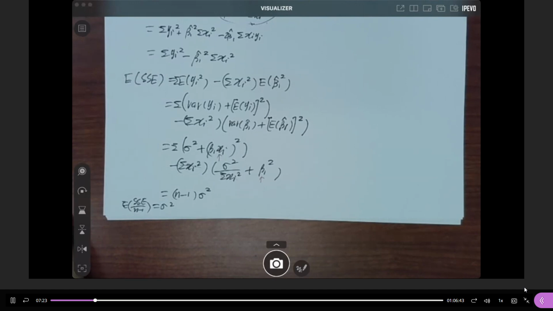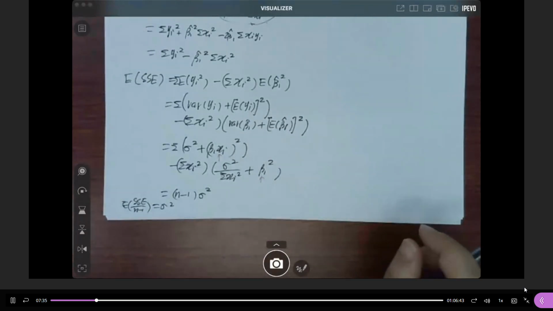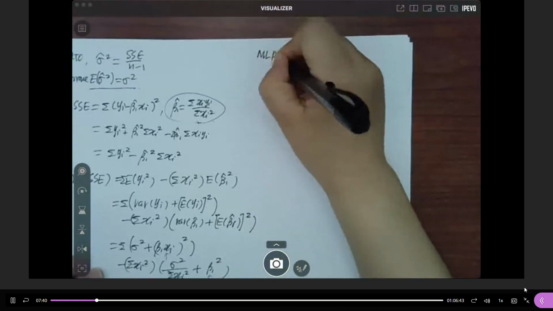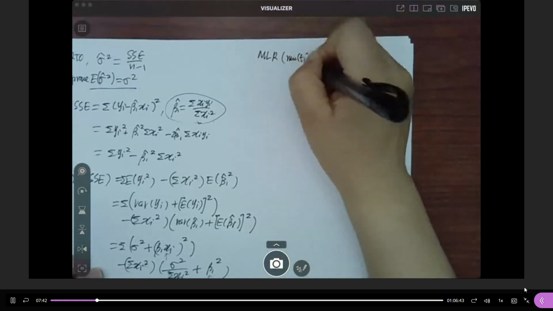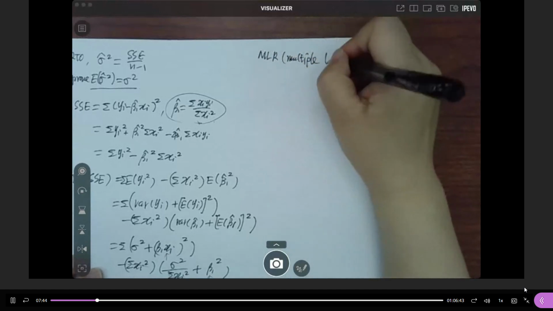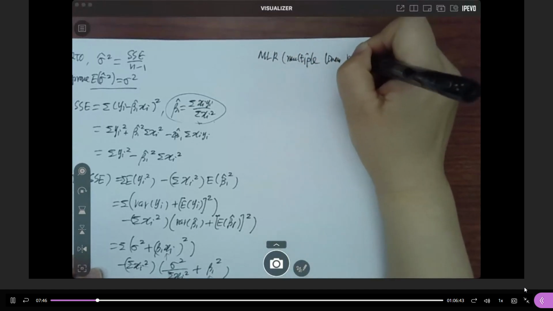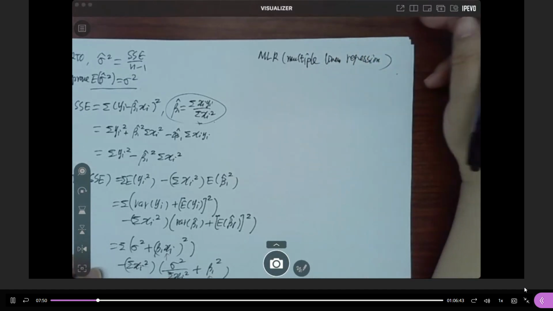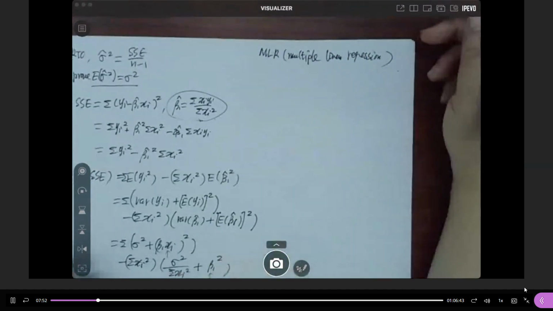Okay, then we can move on to chapter 3. So chapter 3 is just an extension from what we learned from a single predictor to multiple predictors. So it's called MLR, which stands for multiple linear regression. So the first step is to extend the data model from one predictor to multiple predictors.